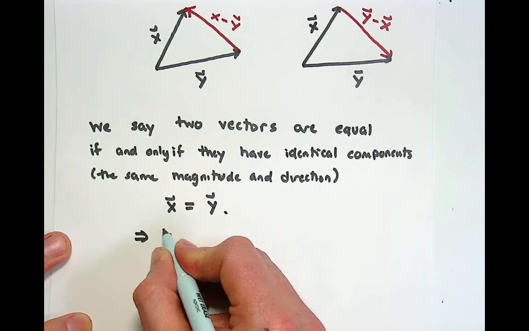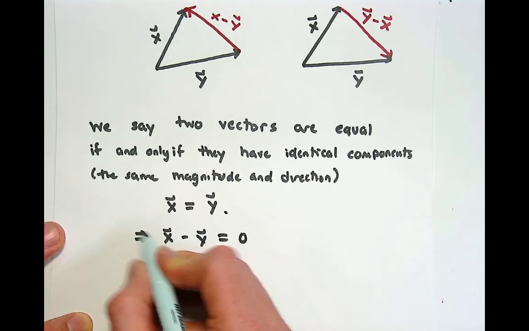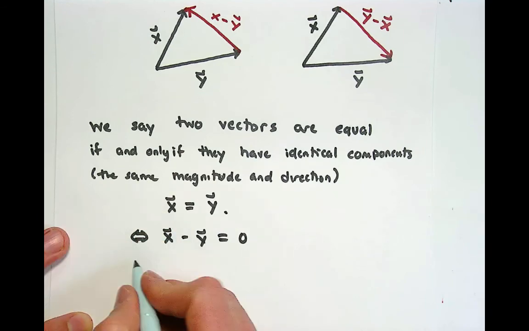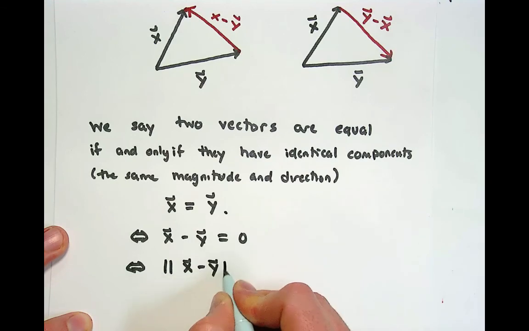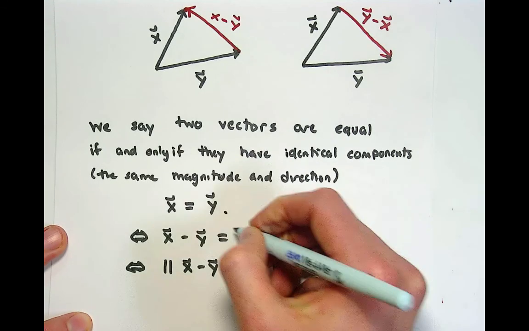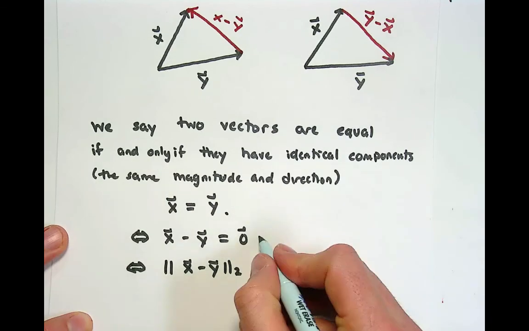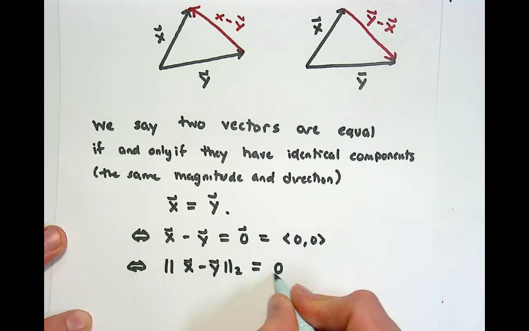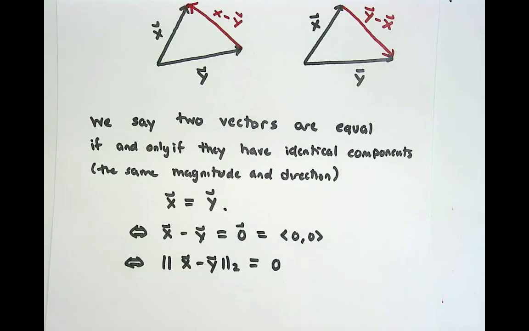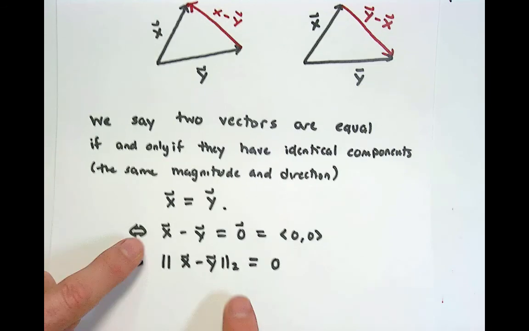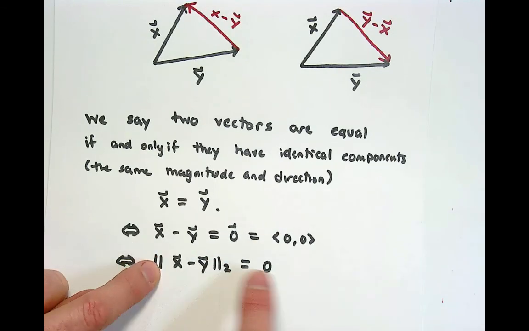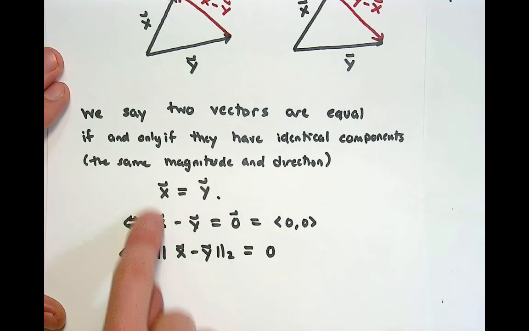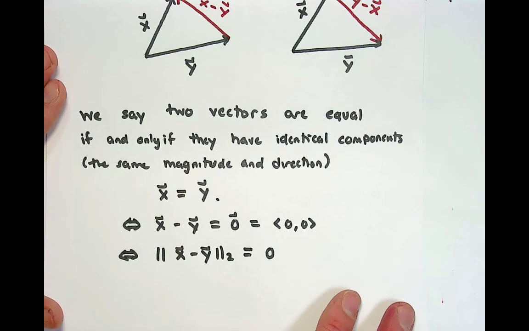Or another way to say this is x minus y equals 0. So these two are equal if and only if the components are equal. Another way to say this is that the length of the vector is 0. This is the 0 vector. It's the vector (0, 0). This is the 0 scalar because two norms are written like that. Right? So we say that two vectors are equal if and only if their components are equal, if and only if the difference of their components produces 0, if and only if the length of the vector is equal to 0. We'll talk more about where this comes into play later in the quarter.